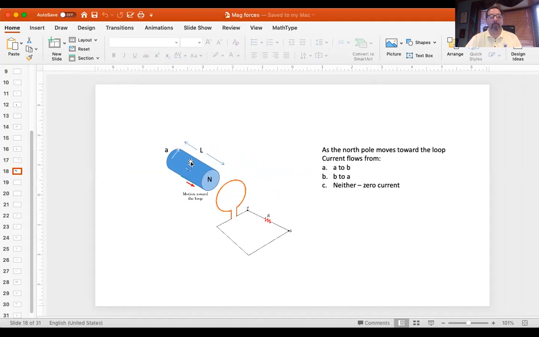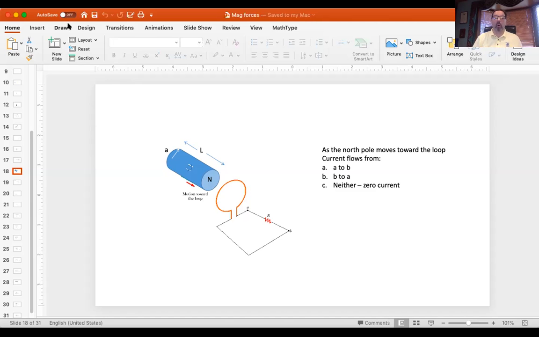And you can see I've got a bar magnet here. There's the North Pole. I have a loop of wire and a resistor. And so the question, I guess, is as I move that bar magnet closer to that loop of wire, which way is the current going to flow in the resistor? And I think I can go start.